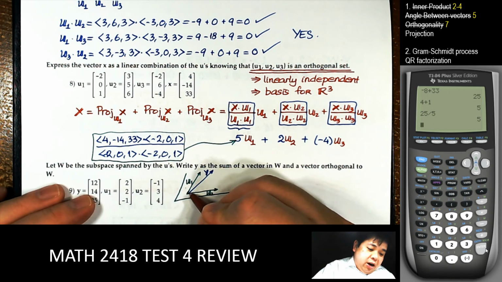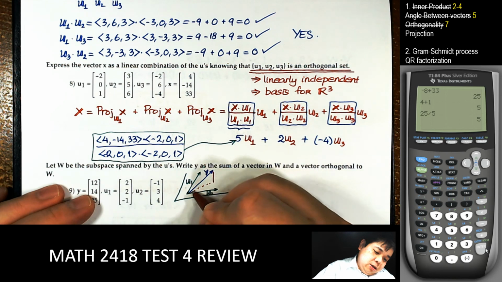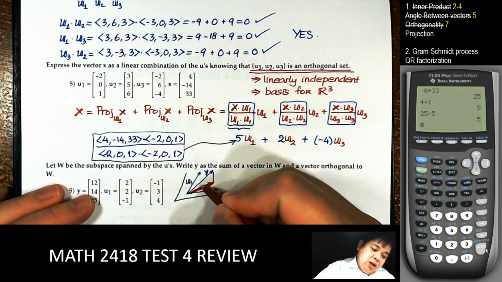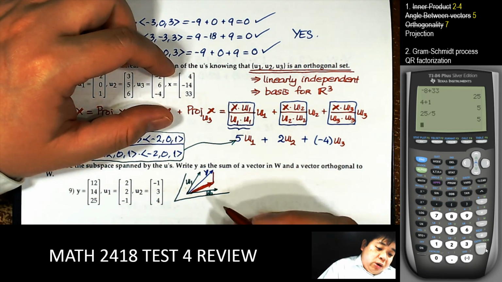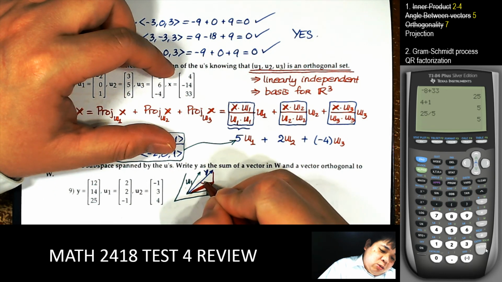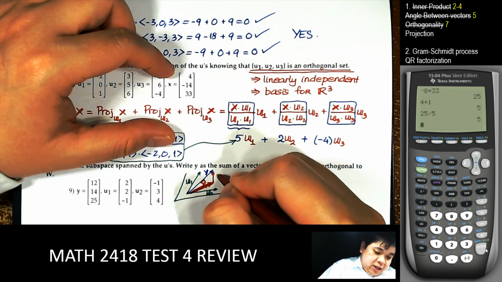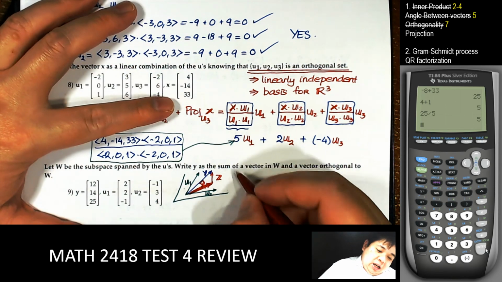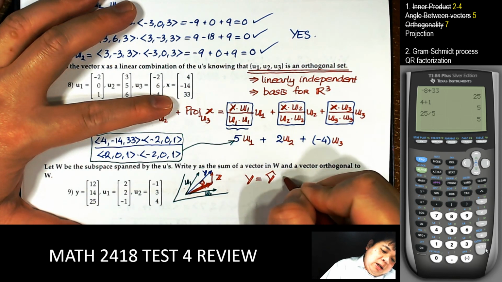We can only find the projection. This is the projection of y onto W. Let's call that y hat. So this is y hat, and then this will be z. So we can say y equal to y hat plus z.